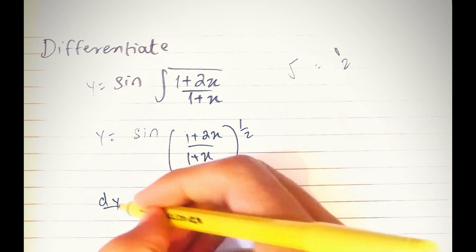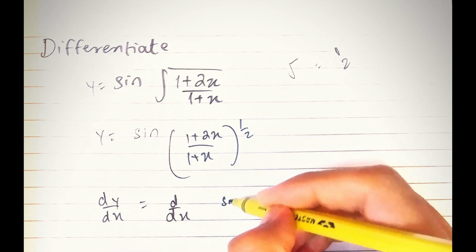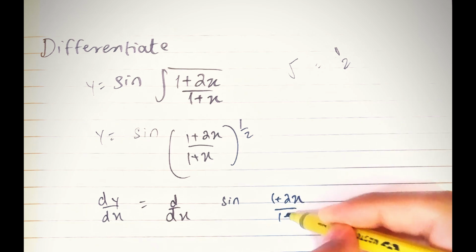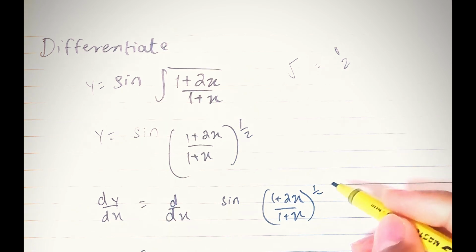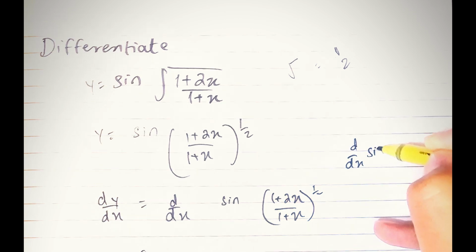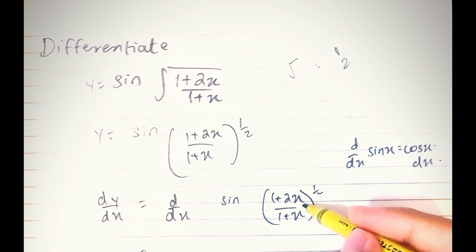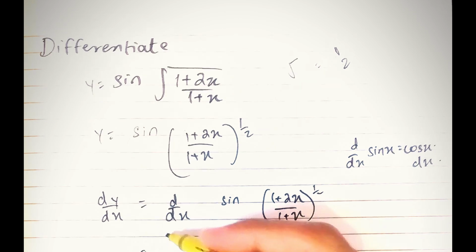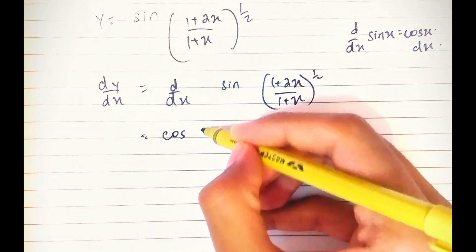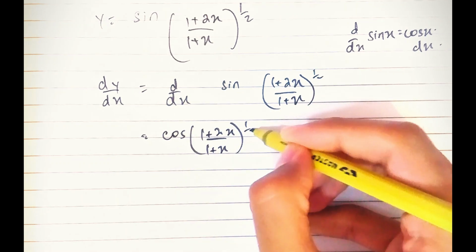So dy by dx is equal to d by dx of sine of ((1 plus 2x) divided by (1 plus x)) power 1 by 2. We are dealing with a sine function, and the derivative of sine x is actually equal to cos x, right? Along with the differential of the angle. So over here we have sine of this, so we can write it as cos of ((1 plus 2x) divided by (1 plus x)) power 1 by 2, and now the differential of the angle.